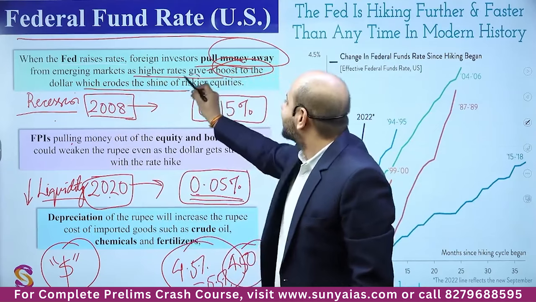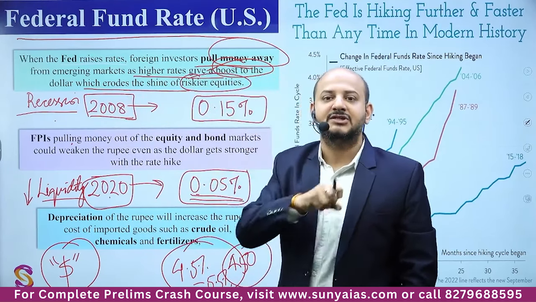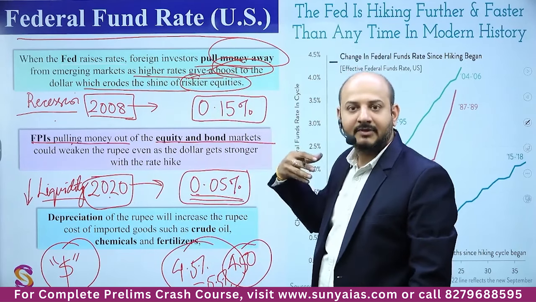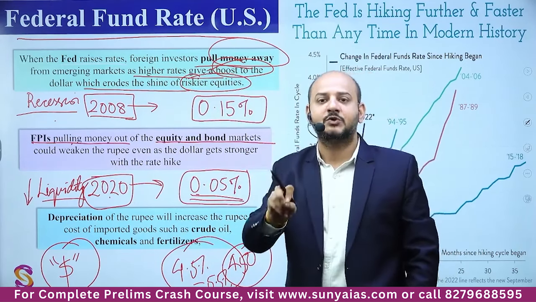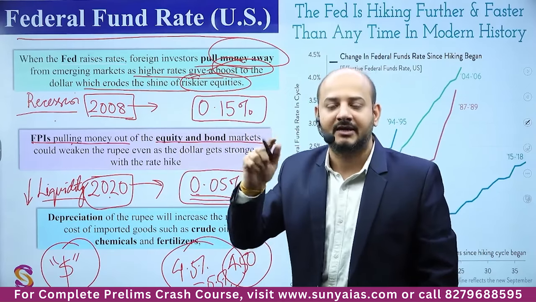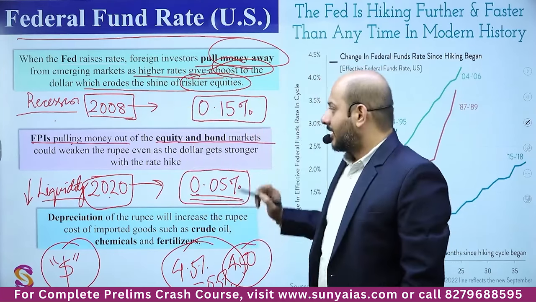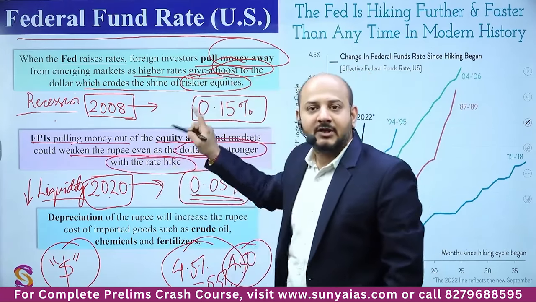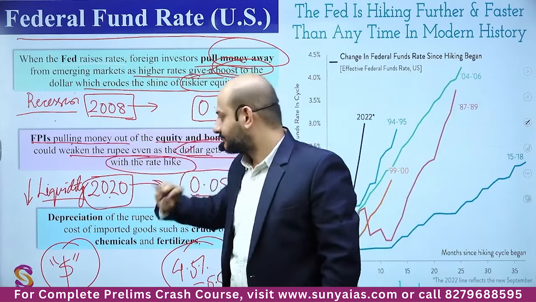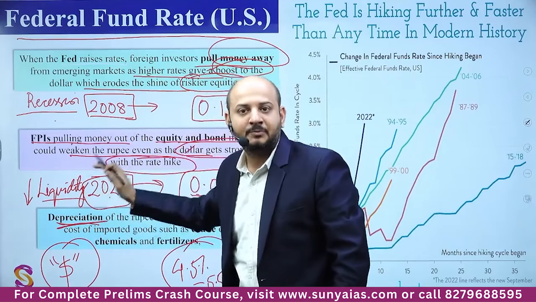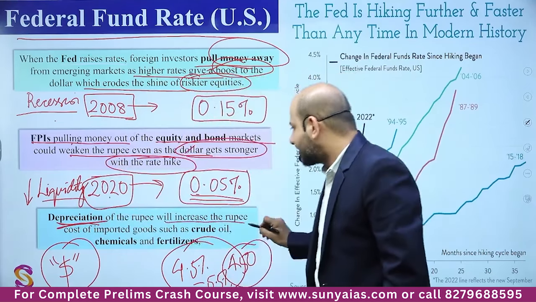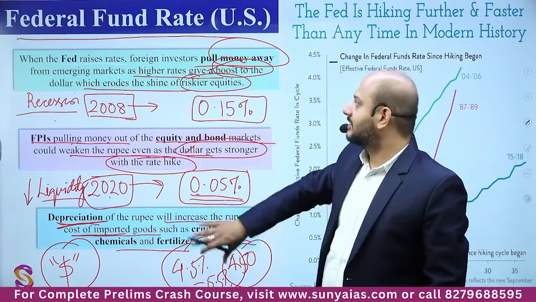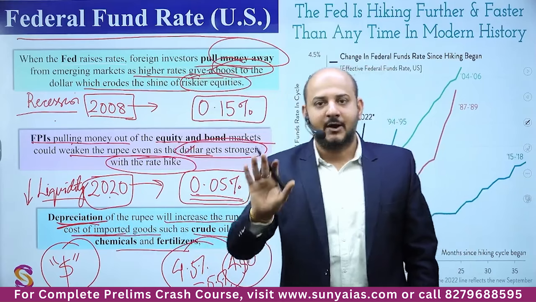Which erodes the shine of riskier equities like Indian equities. Riskier equities means emerging market equities. FPIs pull money out of the equity and bond markets. Our own share market, basically equity and bond market. Indian bond market is yet to get matured. Abhi thoda mature nahi hua hai hamara bond market. Because of that, twin balance sheet problem is there in India. And it could weaken the rupee even as the dollar gets stronger with the rate hike. You get the point? Dollar will get stronger and it will weaken the rupee. Depreciation of rupee will increase the rupee cost of imported goods such as crude oil, chemicals and fertilizers. So they may relate these statements with the federal fund rates of the US. I hope you got it.